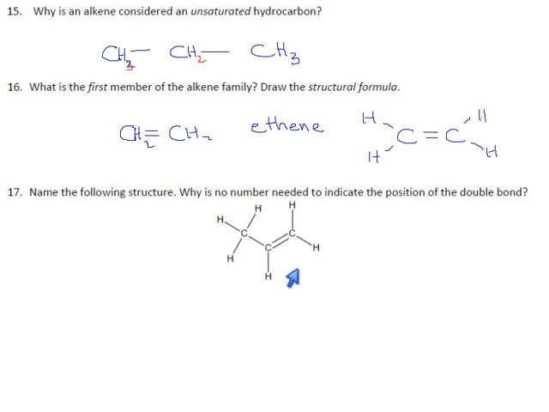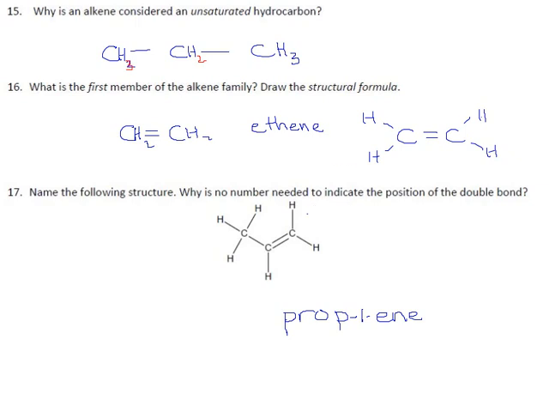Name the following structure. Why is no number needed? There are 3 carbons in this, so it's prop something. It contains a double bond, so it's propene. Now, we do not normally say prop1-ene. Why not?